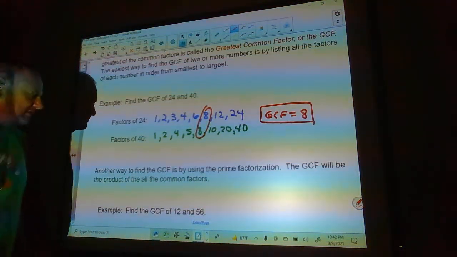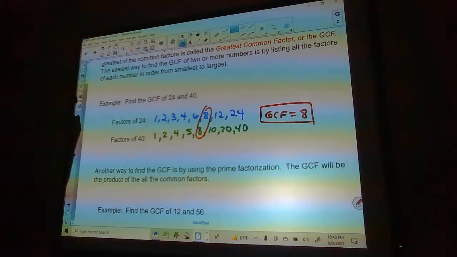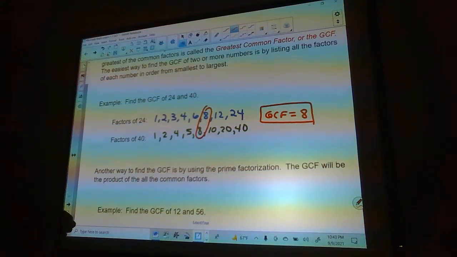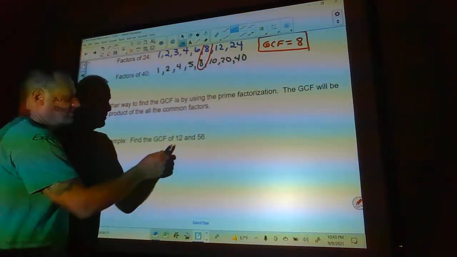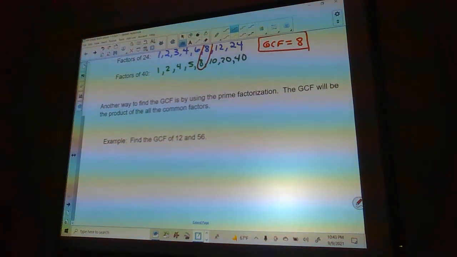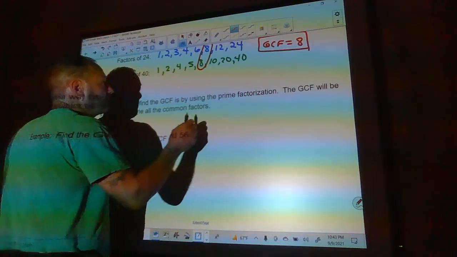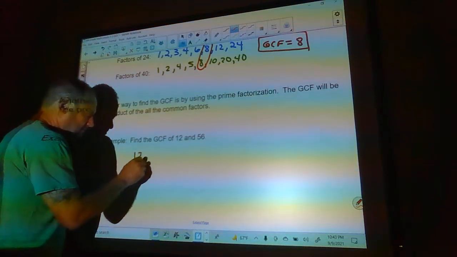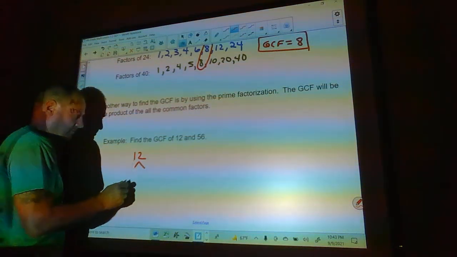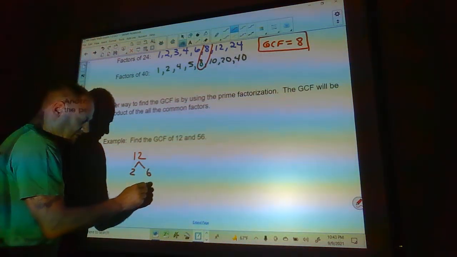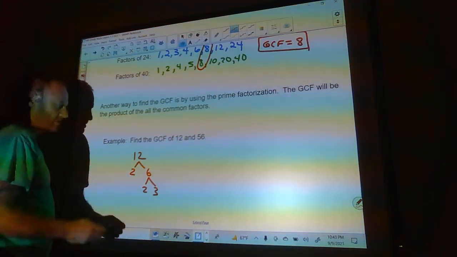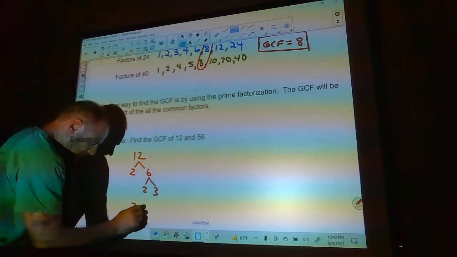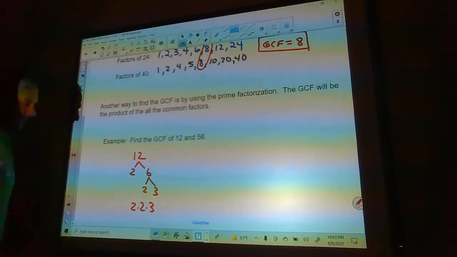Okay, another way to find the greatest common factor is by using the prime factorization. So the GCF will be the product of all the common factors. Okay, so here we've got two numbers, 12 and 56, and we want to find the greatest common factor. So here's what we do: we take 12 and we do a prime factorization. So 2 times 6, 2 times 3, so the prime factorization is going to be 2 times 2 times 3.